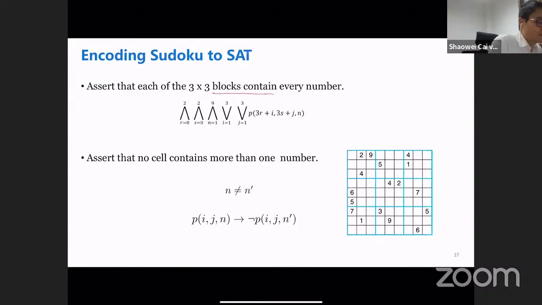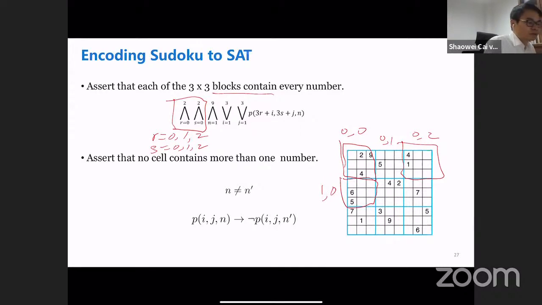Now for the block constraints, we have additional indexes to identify which block we are talking about. So we have r from 0, 1 to 2 and s from 0, 1 to 2. This block is 0, 0, this is 0, 1, this is 0, 2, and this one here is 1, 0, and so on. So this identifies the block we are talking about.